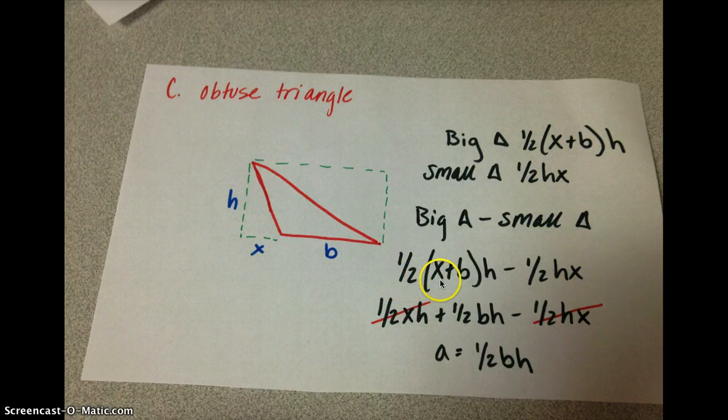So I did half times x plus b times h, and negative half times h times x, which we got from up here, these two equations right here. Just subtracted them. The half hx crosses out, and we get the area of the triangle is half times base times height.